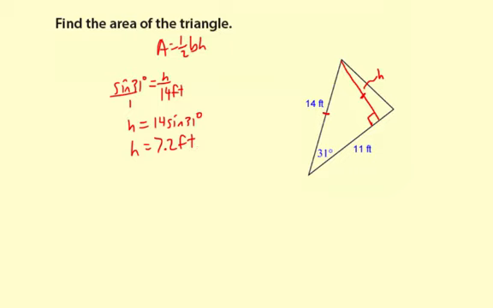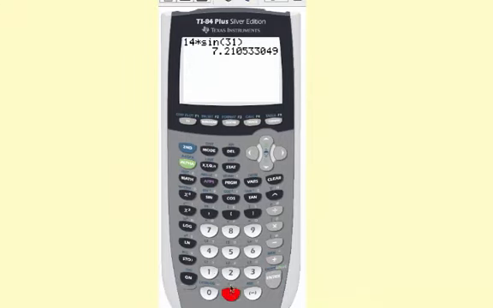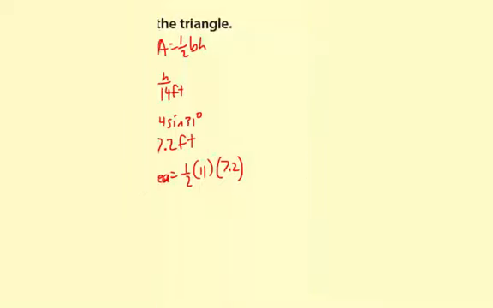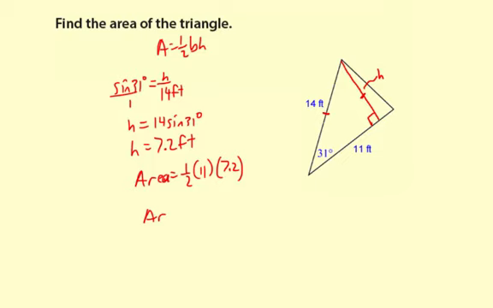Now I can apply my area formula. Area is 1/2 the base, which is 11 feet, times the height, which is 7.2 feet. So 0.5 for the 1/2 times 11 times 7.2 is 39.6. So the area is 39.6 square feet.